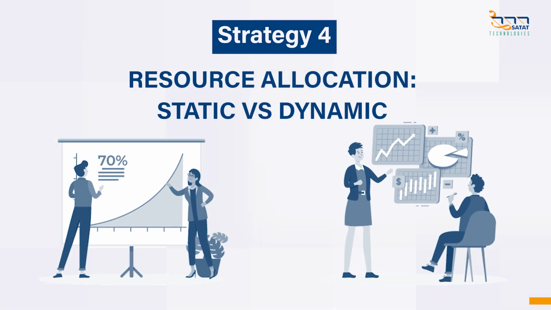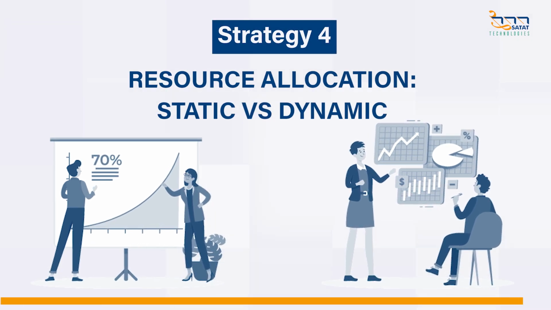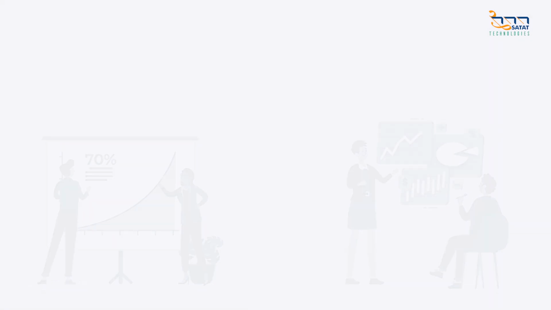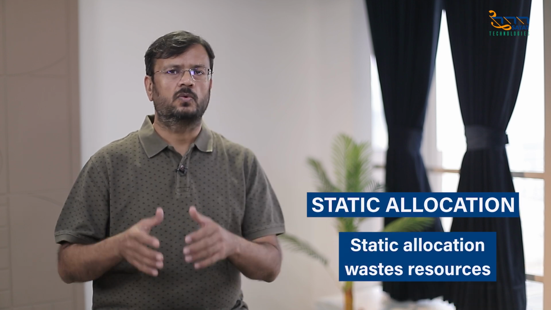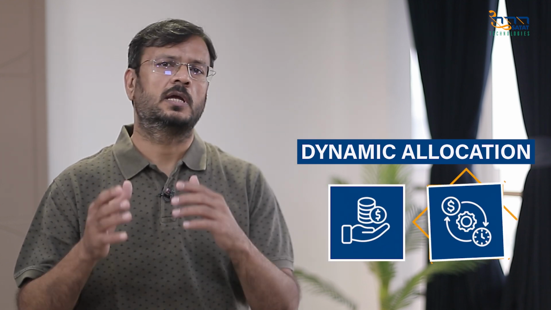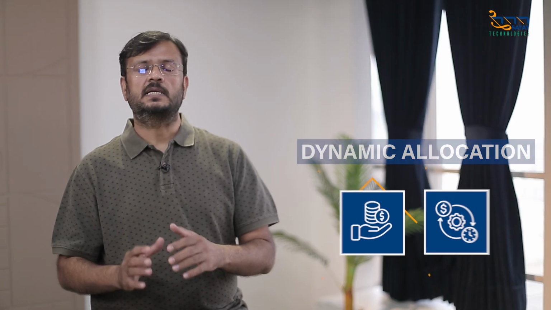Strategy 4: resource allocation. Static versus dynamic. Static allocation wastes resources. Dynamic allocation, also known as on-demand allocation, saves the cost and ensures efficiency. Do things at the last responsible moment to ensure optimal performance and scalability.